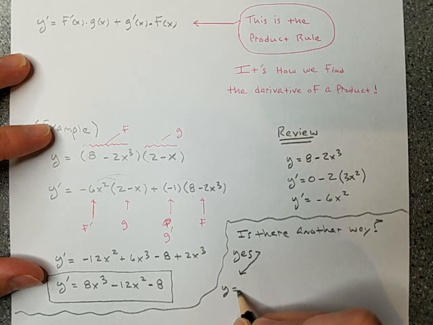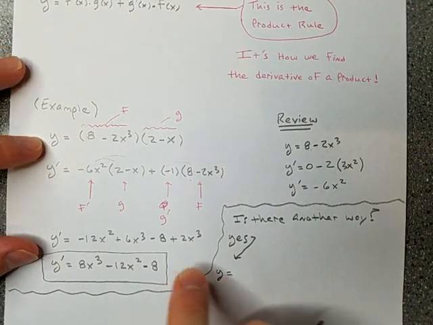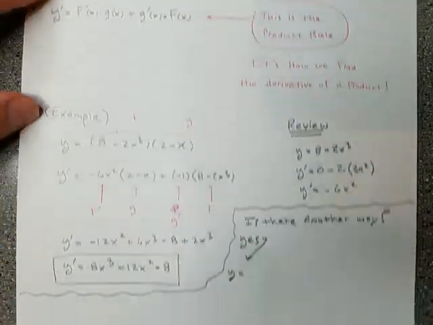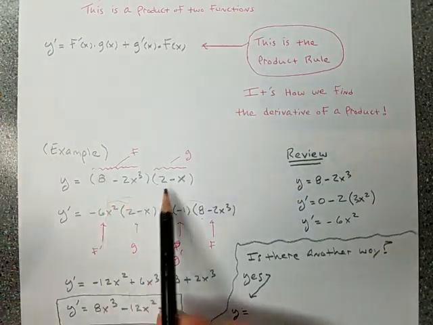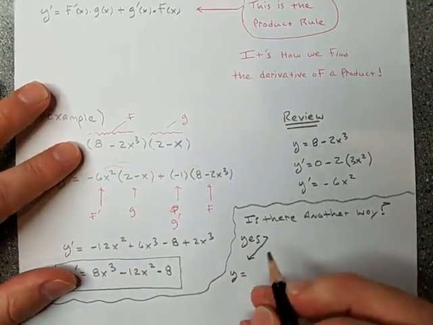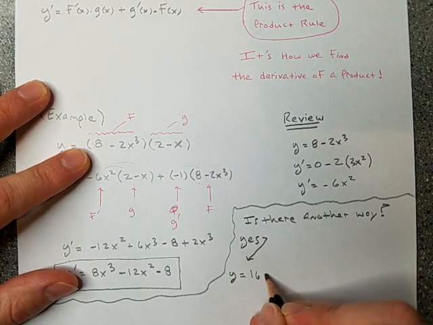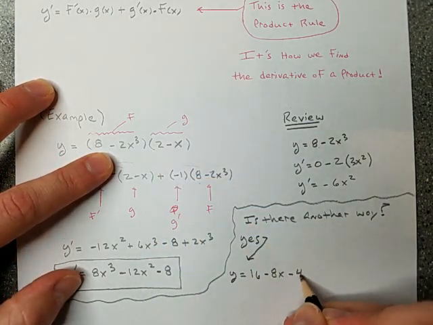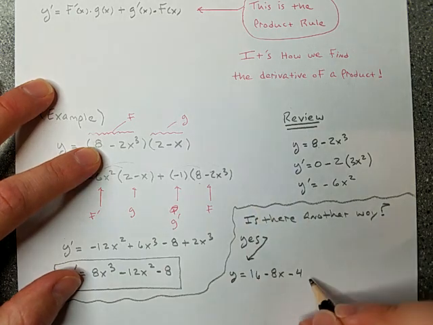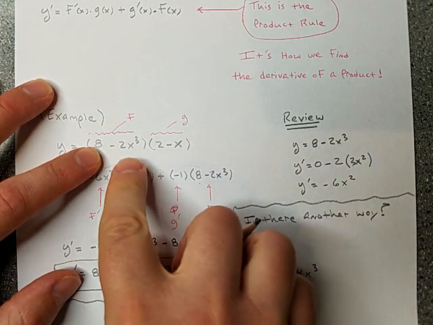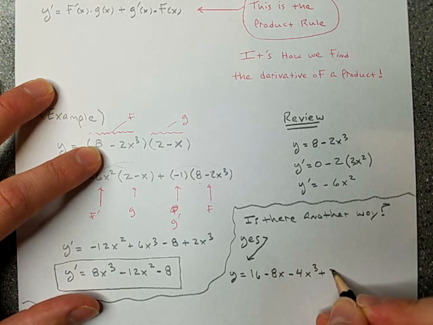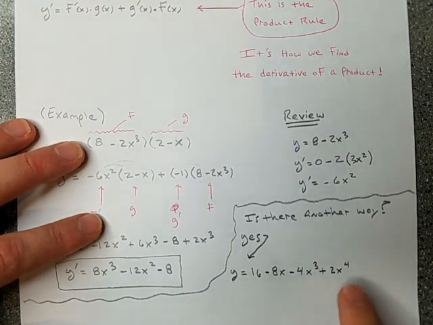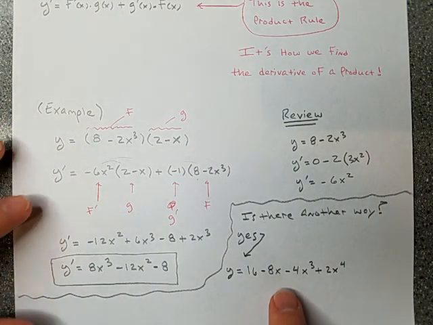Let's see. Is there another way you could write this function y so that it isn't a product and therefore does not require the product rule? So yeah, you could, I mean, you know FOIL multiplication. You could do that, right? 8 times 2, so I'm going to get 16 minus 8x. That's 8 times negative x. Minus 4, so I got negative 2 and 2, x to the third power. And then plus 2x to the fourth power. Okay. So let's see. Yeah, I can't combine any of that. None of those terms are like terms.